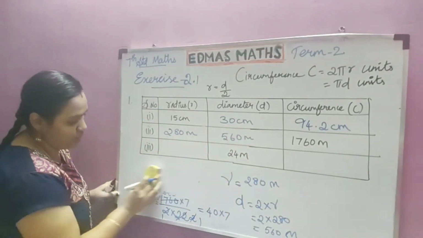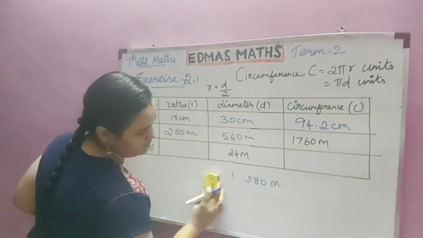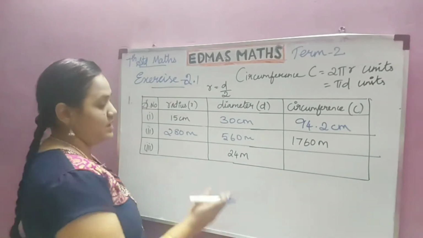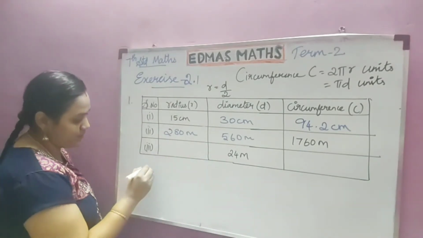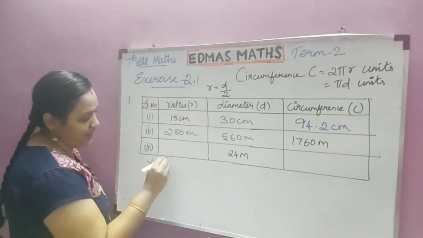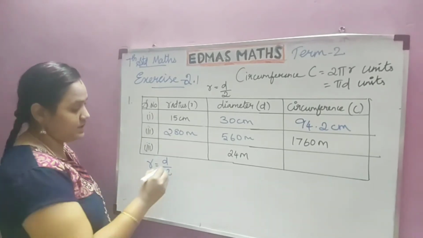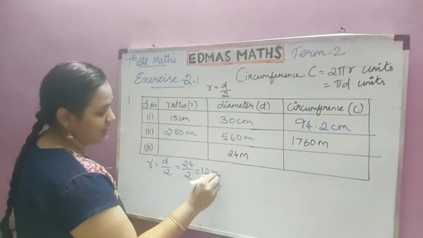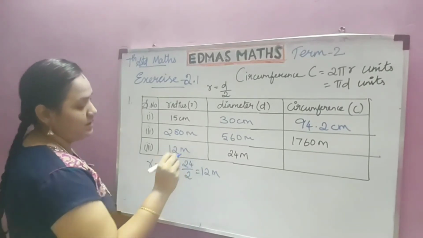So next, third option. In the third option, diameter is given. Shall we find the radius? Radius equal to diameter by 2. So diameter is 24 by 2, that is 12. 12 meter is your radius.